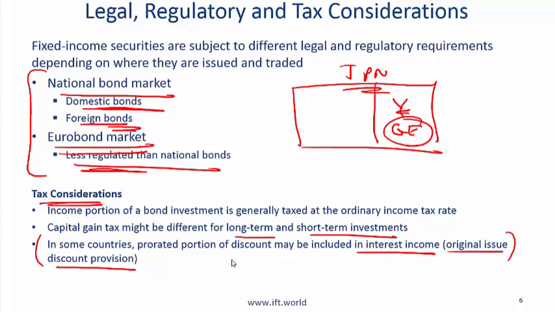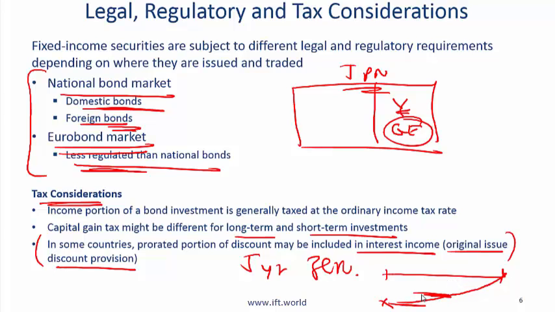But simplistically, the idea is this. Say you are an investor and you buy a 5-year zero coupon bond. Obviously, over the 5 years, you are not getting any income, but since it's a zero coupon bond, obviously you bought it at a discount, and over 5 years, the book value of this bond is going up. So the capital gain is taxed. So that is the idea here with the original issue discount provision.